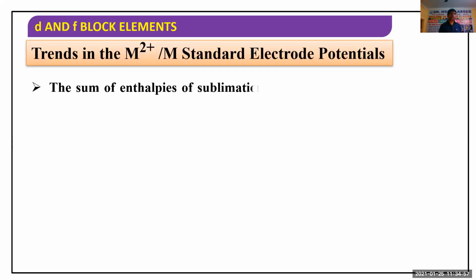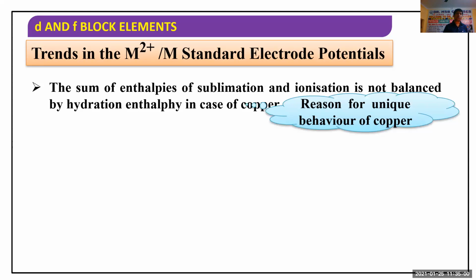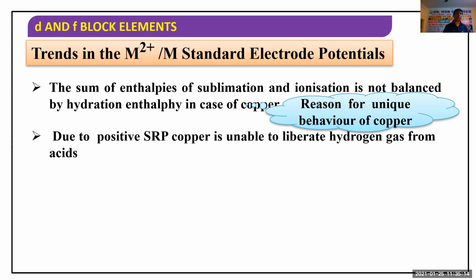That is the sum of enthalpies of sublimation and ionization, which is not balanced by the hydration enthalpy in the case of copper. Why? The reason for the unique behavior of copper: due to the positive standard reduction potential, copper is unable to liberate hydrogen from any acid, such as hydrochloric acid.